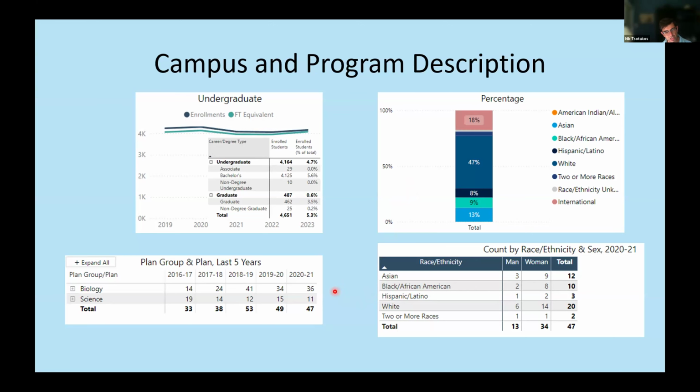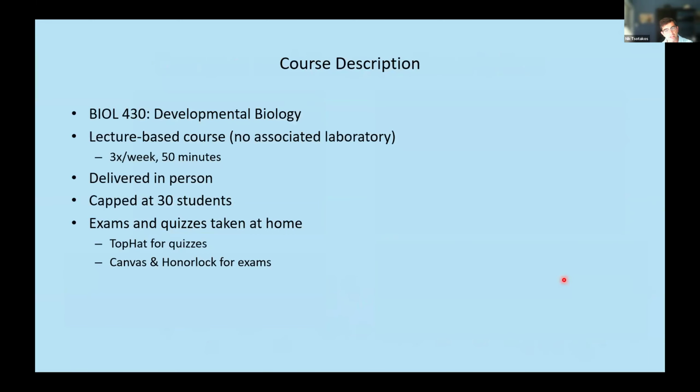The biology program has relatively stable enrollment. This is the number of students enrolled in the major, so that probably doesn't include the first year and second year students in these academic years. And you see the demographics in the bottom right.